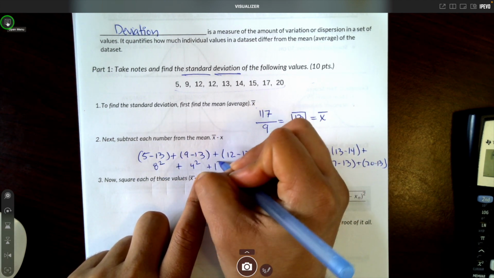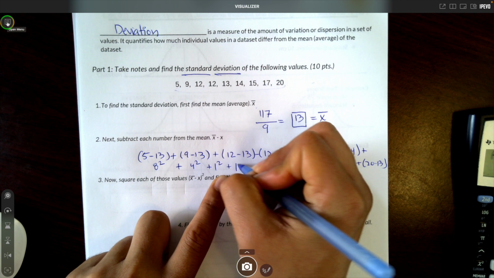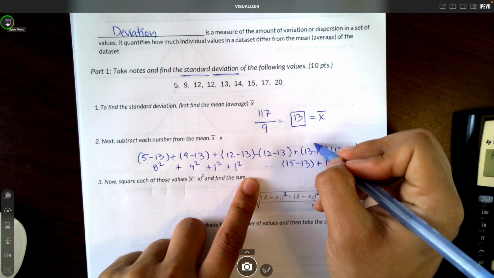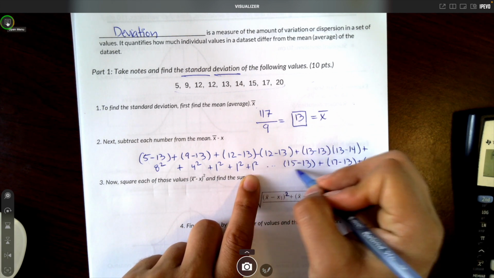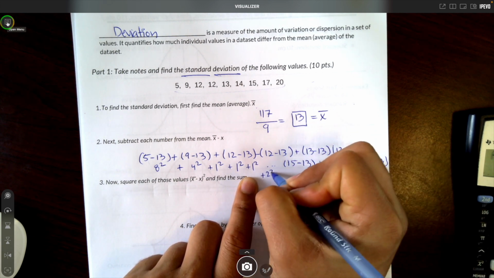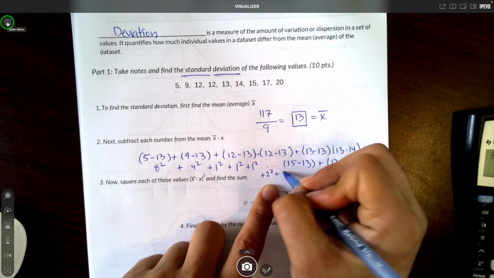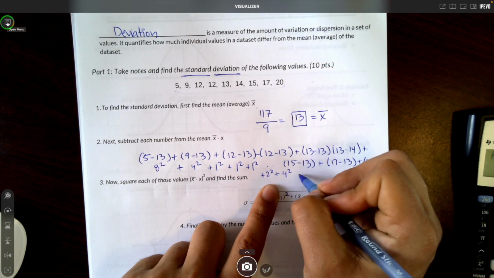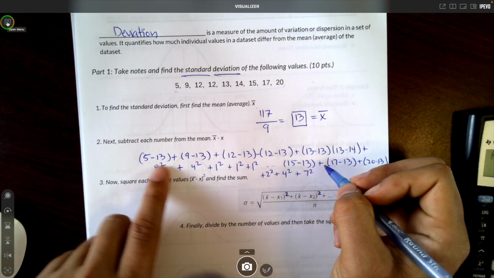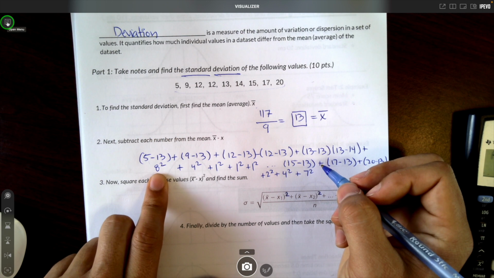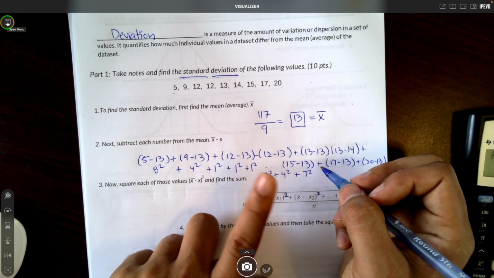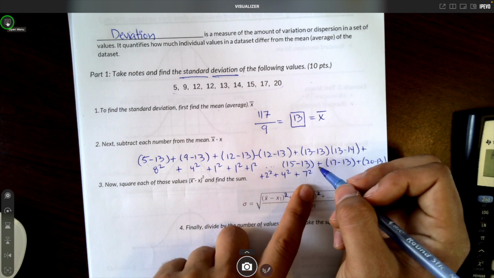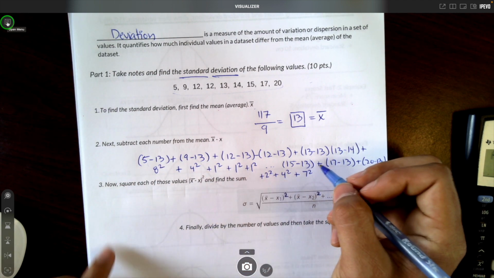So that's 1 squared, 1 squared, 0 squared, 1 squared, 2 squared, 4 squared, 7 squared. Now that's 64. 16, 1, 1, 1, 4, 16, 49. You're going to add up all those numbers.